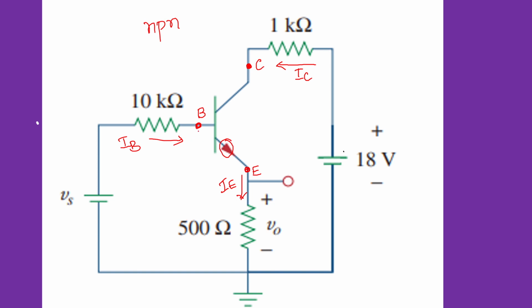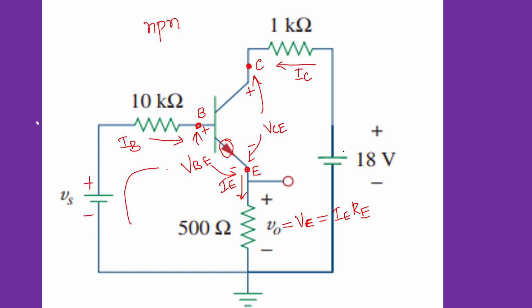Okay, and this base to emitter voltage is marked here as VBE, and this is plus and minus, the polarity. And between this collector to emitter we have this VCE, collector to emitter voltage, and the polarity is plus to minus. Okay, and this V0 is nothing but VE, voltage across this emitter resistor, and this is also equal to, you should know that it is IE RE. And this polarity we can mark it as plus minus.